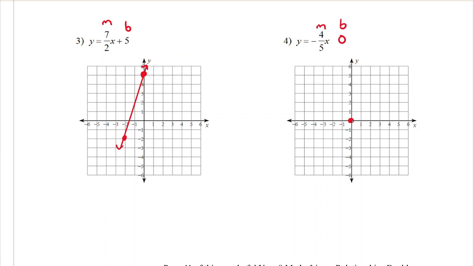Now looking at our gradient. Our rise is the 4, our run is the 5. We can definitely do this the easy way because we've got enough space there. Remember it's a negative though. So you want to count 4 spaces up and 5 spaces to the left.